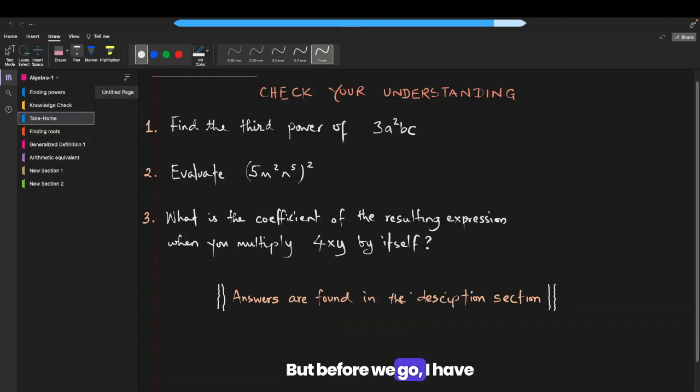So that's all we have for you for today. But before we go, I have some take-home assignments for you. Please try them out. Always remember that the best way to be good at math is to practice.